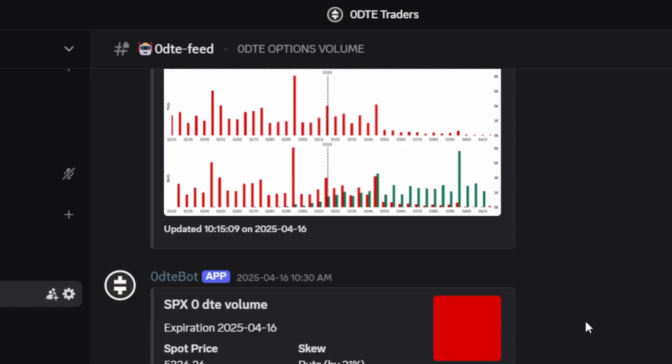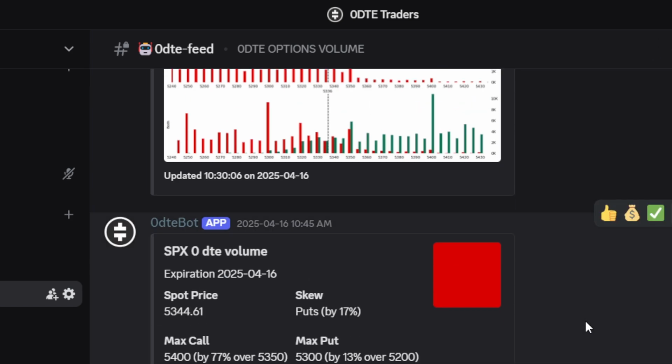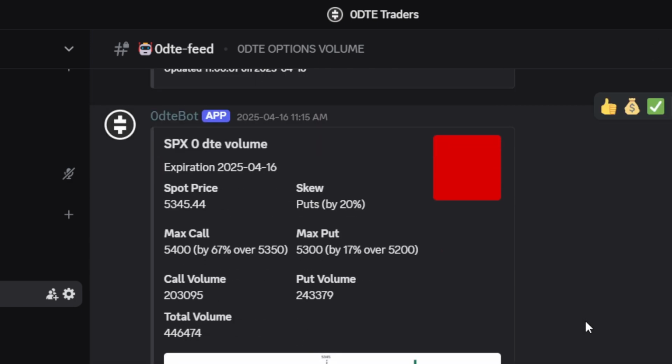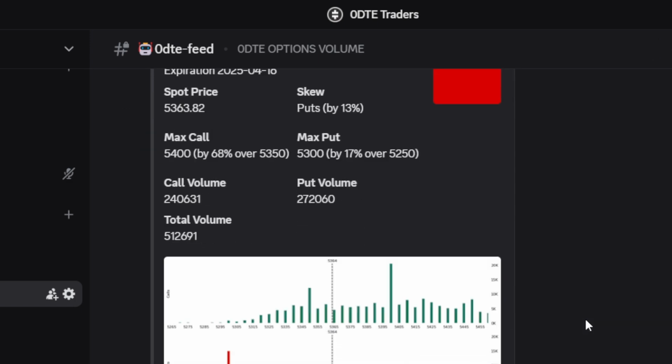Keep in mind that options volume is dynamic, so these levels can change. However, trading range is generally established early in the morning, and shifting values can provide additional indications.